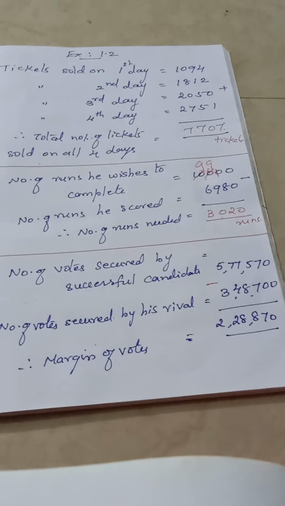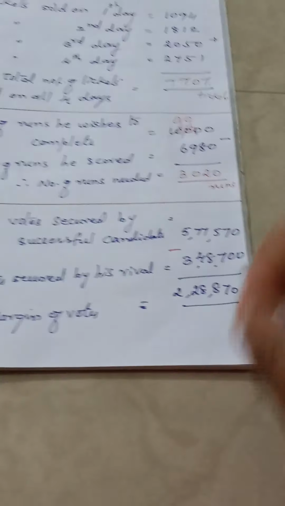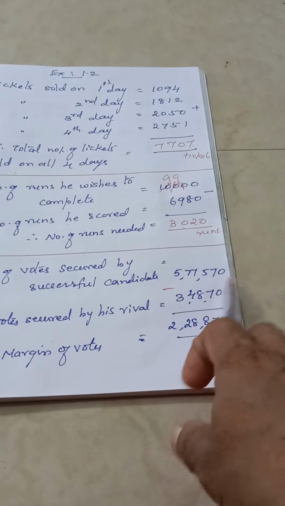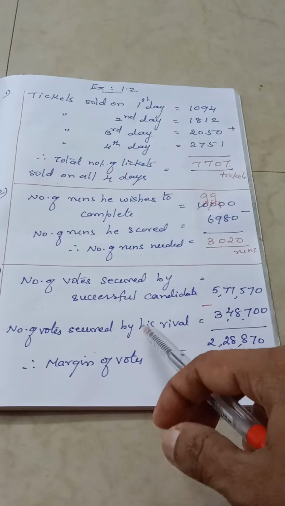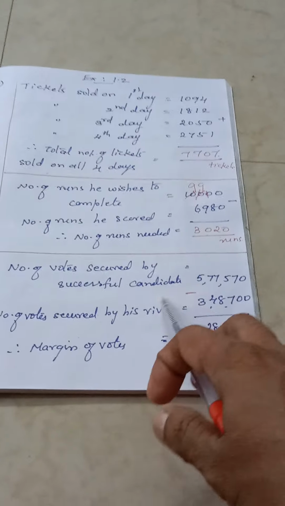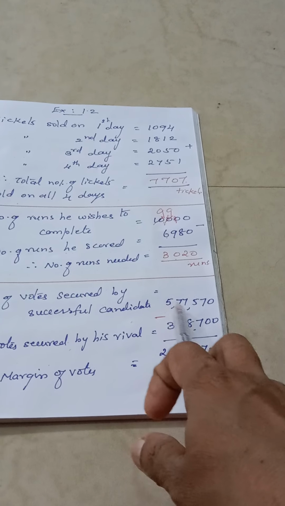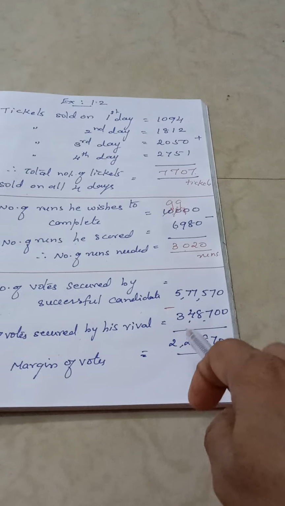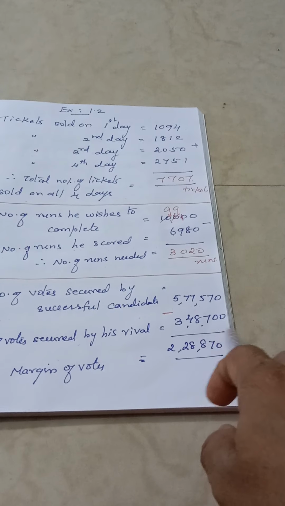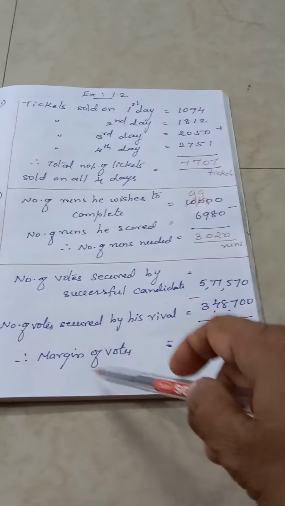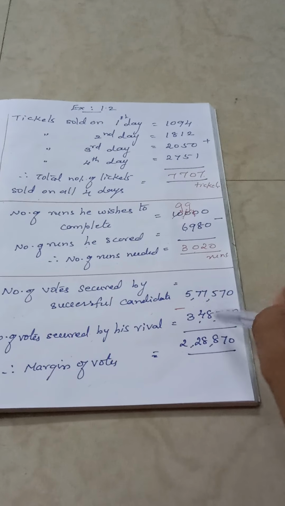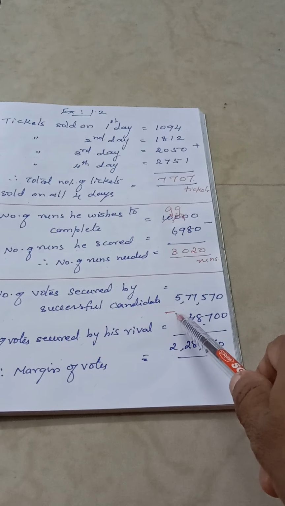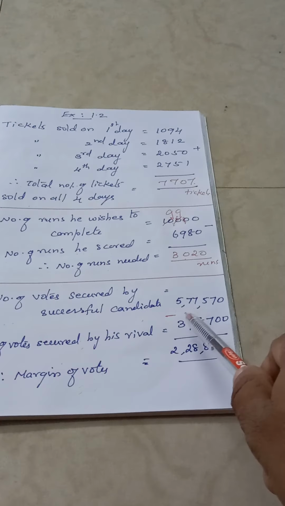So how many votes did the successful candidate get? The successful candidate got 5,77,570 votes. And his rival, the runner-up, scored 3,48,700 votes. So what is the margin? Margin means nothing but the difference of the two votes. Okay, so we want to subtract. For finding the margin of votes, we want to subtract.